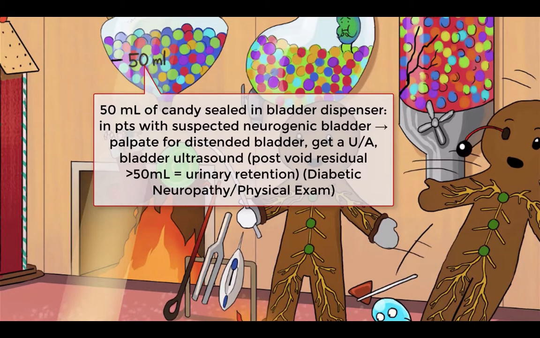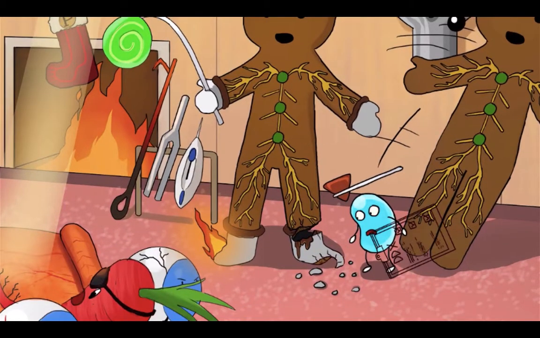In patients with suspected neurogenic bladder, palpate for a distended bladder, get a urinalysis, and get a bladder ultrasound to measure a post-void residual urine volume, which is typically over 50 milliliters in a patient with urinary retention. Typically, though, the most common form of diabetic neuropathy is distal symmetric polyneuropathy. And it's true, diabetes is the most common cause of distal symmetric polyneuropathy.